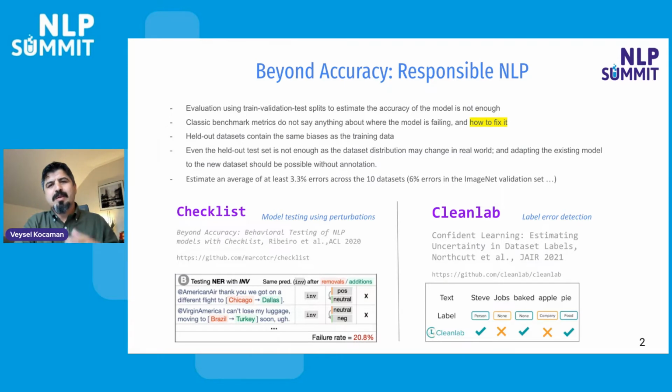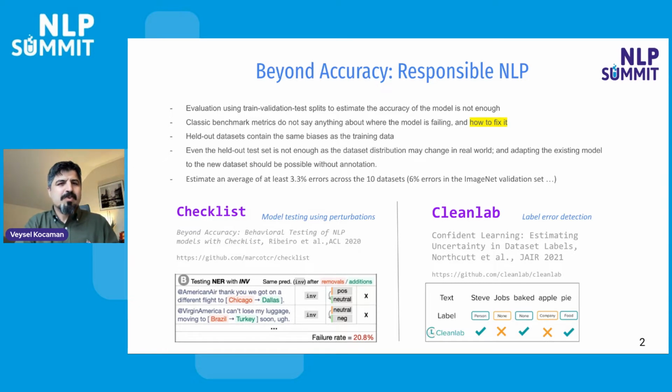When we are talking about NLP, actually any machine learning model, we always talk about accuracy, right? As long as we have a nice and decent accuracy on a held out test set, we say, okay, we are good to go, we can just ship this model and start using it right away. But the reality is not like this, because classic machine learning benchmarks do not say anything about where the model is failing. Of course, there are some explainability tools that give some clues, but when it comes to how to fix it, we usually have no clue at all, right?